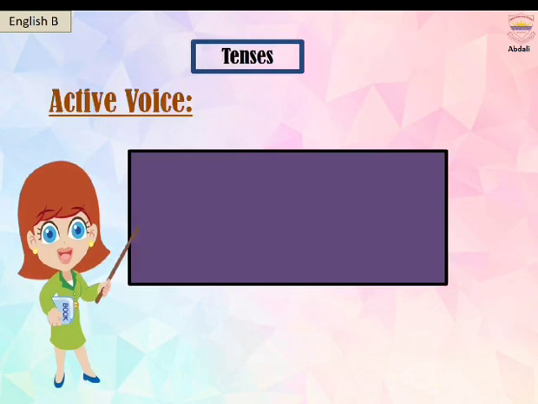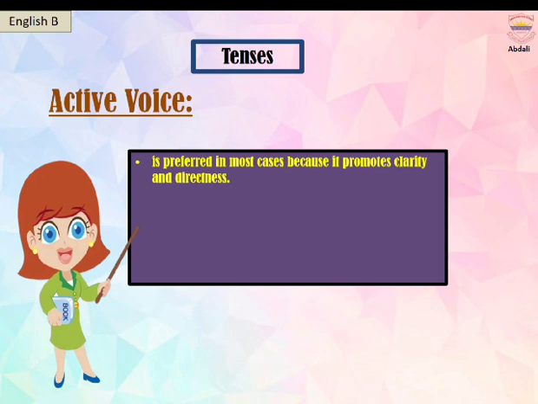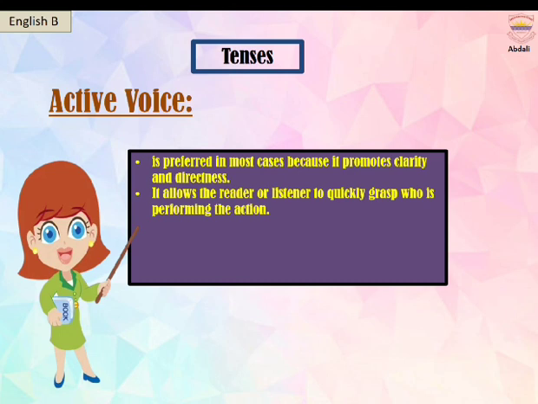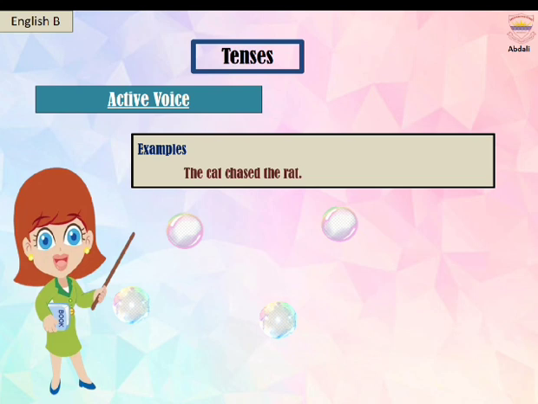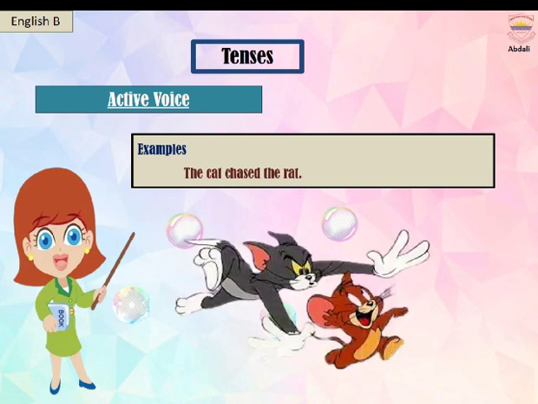Active voice is preferred in most cases because it promotes clarity and directness. It allows the reader or listener to quickly grasp who is performing the action. Consider the sentence, "The cat chased the mouse." The active voice clearly indicates that the cat is the one doing the chasing, making it easier to understand.